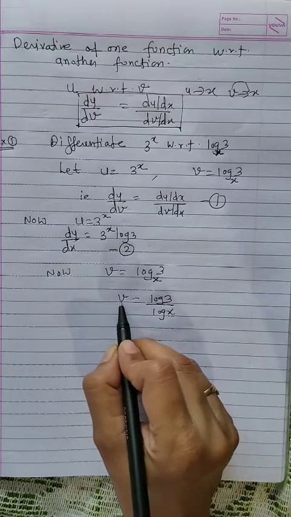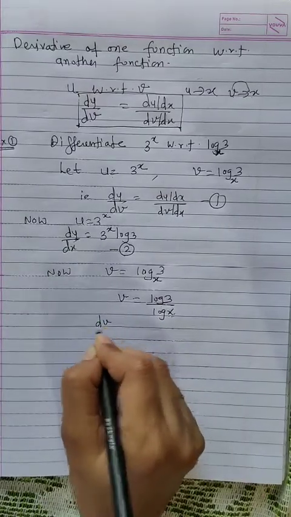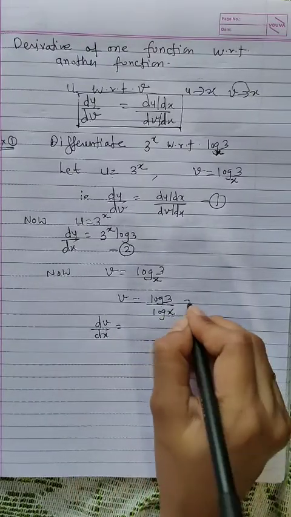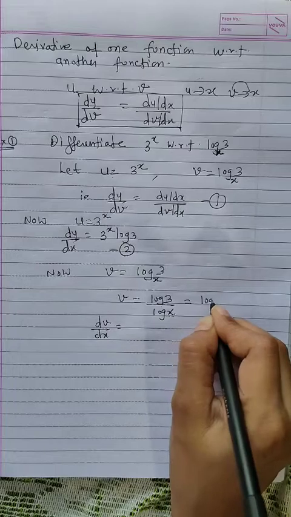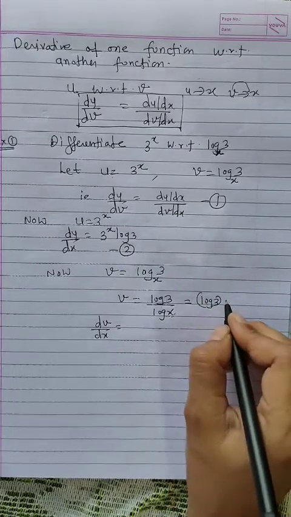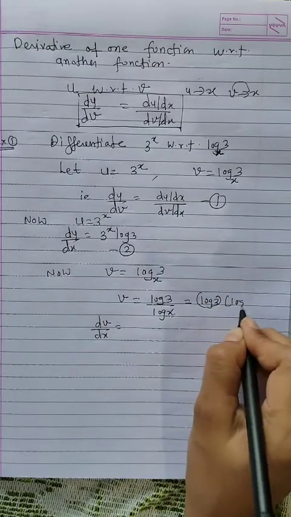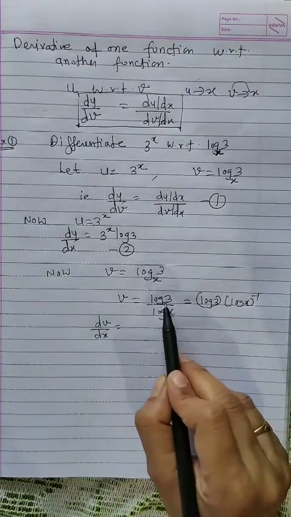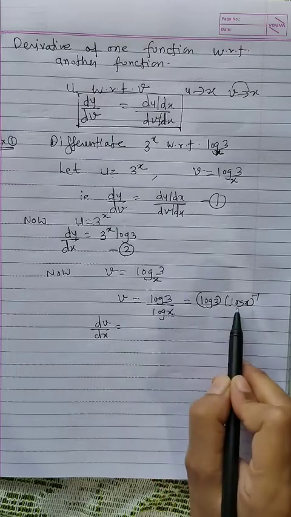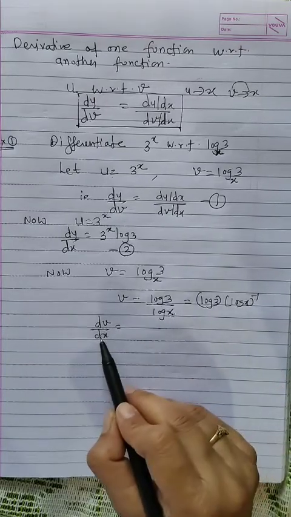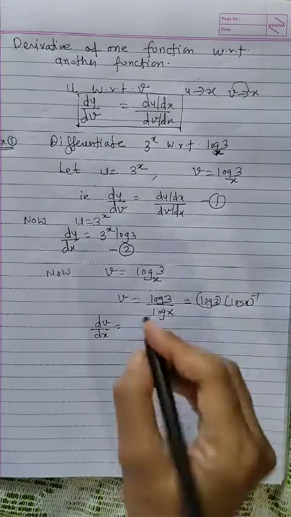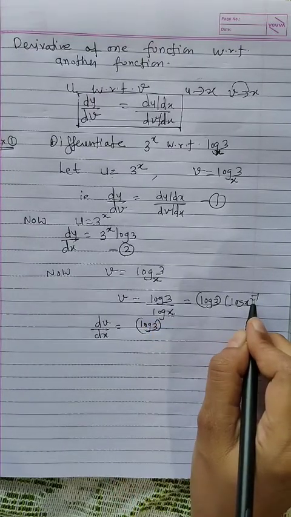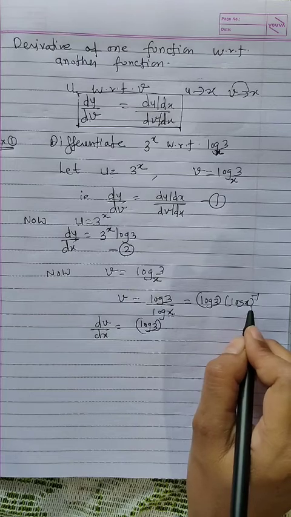Now differentiation of v with respect to x. So dv by dx. Now students, here log 3 upon log x, I will write in proper form. Log 3 is constant, so keep as it is. Now 1 upon log x can be written as log x to the power minus 1. See here, log 3 constant, 1 upon log x means log x to the power minus 1. Now while taking differentiation, log 3 is constant, so keep as it is. Now differentiation of log x to the power minus 1, it is a power function.